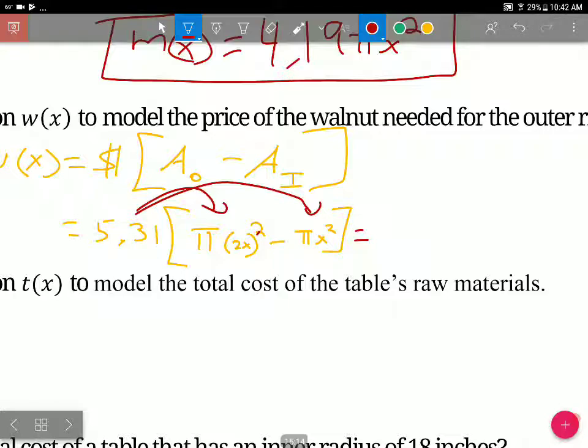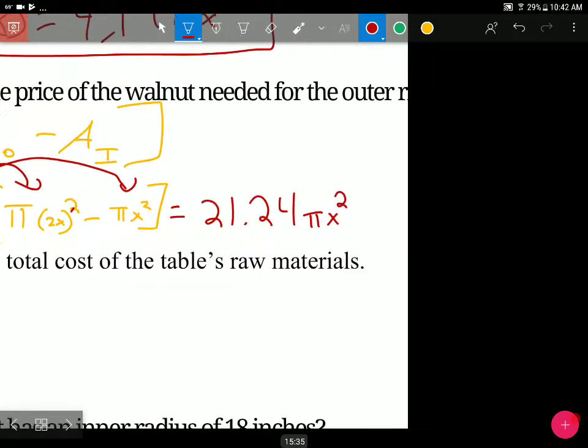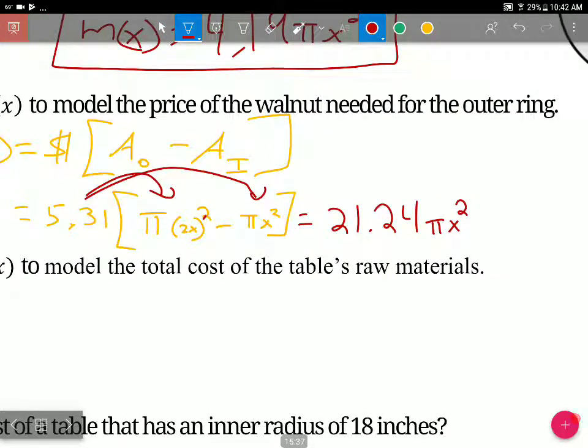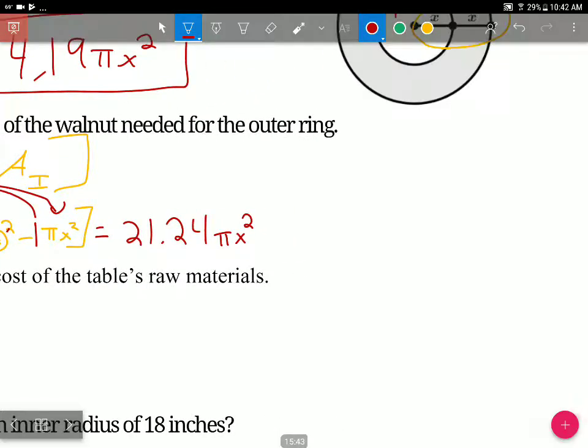All right, so here we go. We've got that 2 squared, which is 4, and 4 times 531. Have y'all got that one yet? 2124. So 21.24 pi x squared. Sorry, I forgot my pi. How could you forget pi? All right, and there's a 1 right there. So what's 531 times 1? 531 minus $5.31 pi x squared. There's one more thing you can do to that.